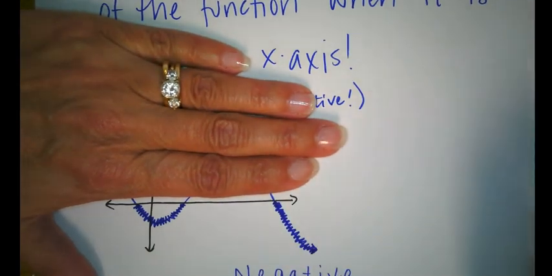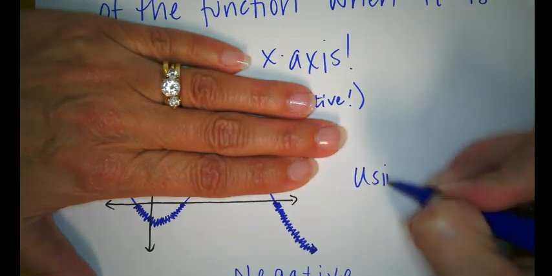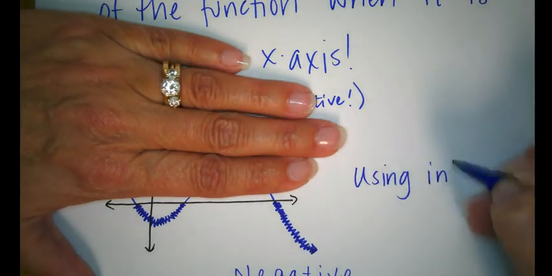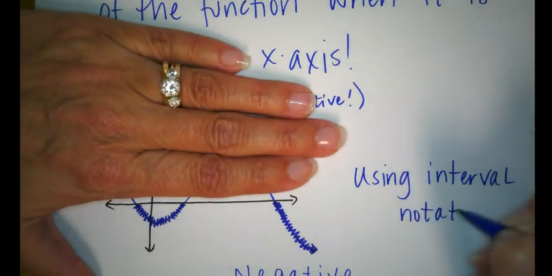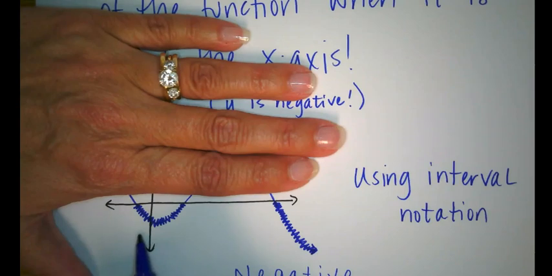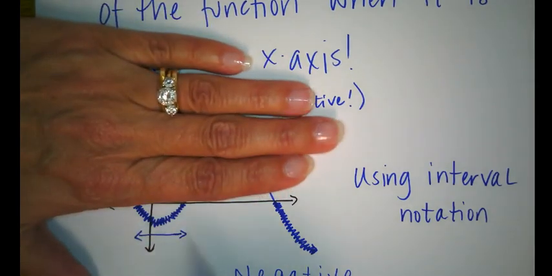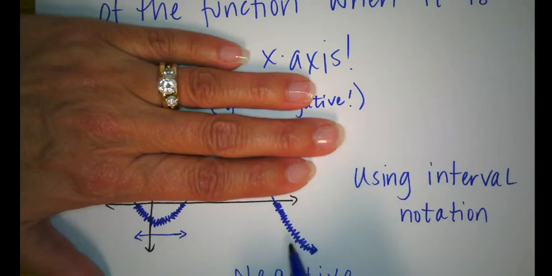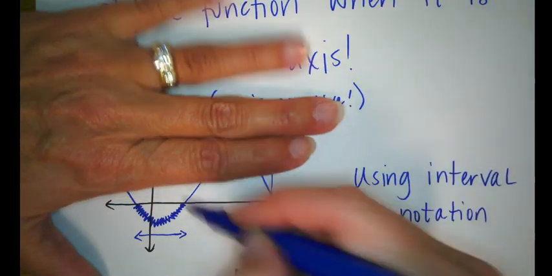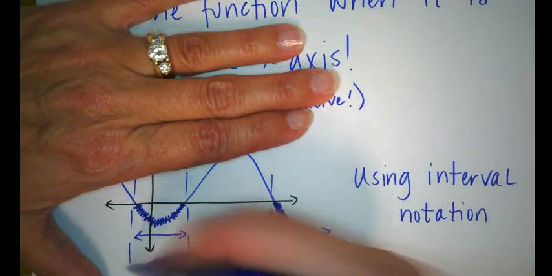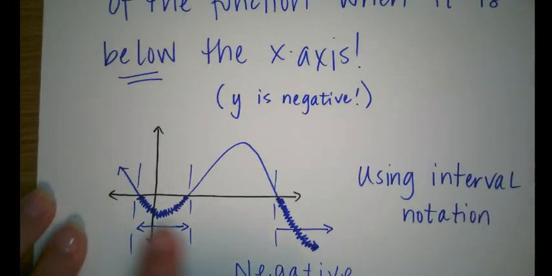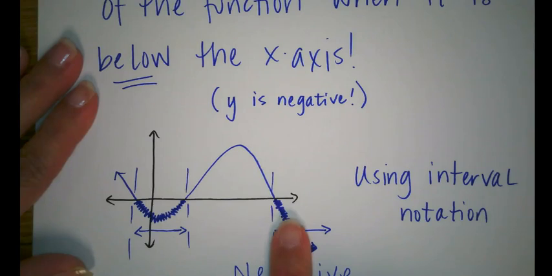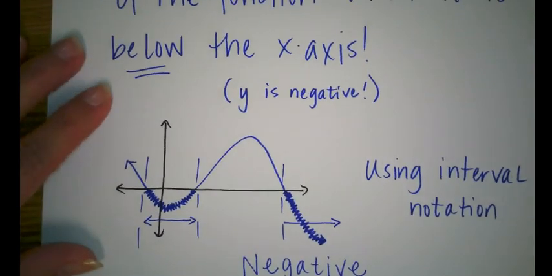And then again, we are writing in interval notation. So what we're going to do is say that from here to here, the y was negative, and from here on the y is negative. So there are definitely parts of the graph, and we're going to be naming where these parts of the graph are. So from here to here, y was negative, and from there on forever, y is still negative.